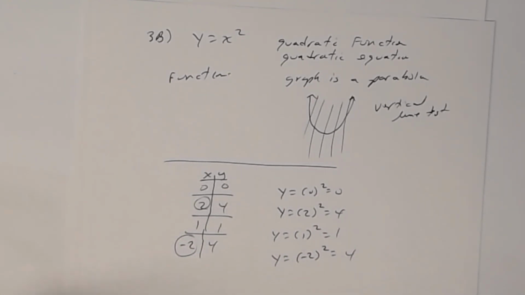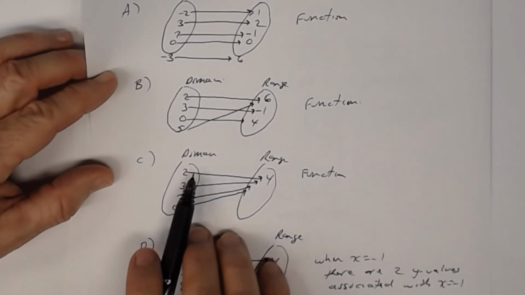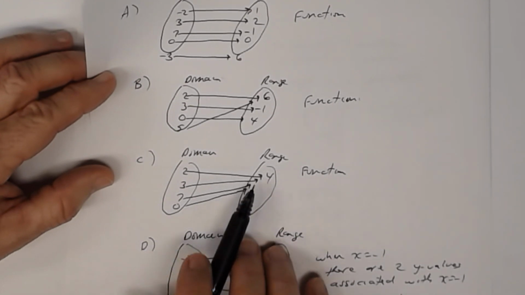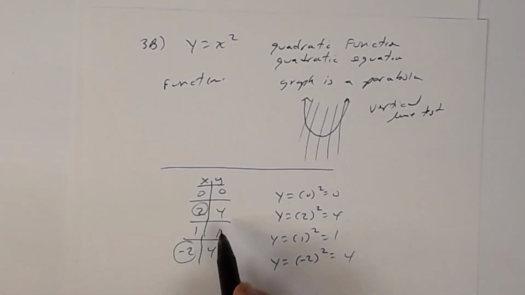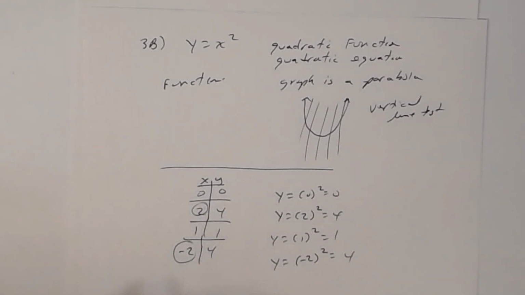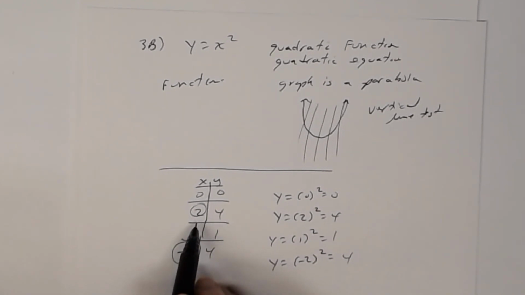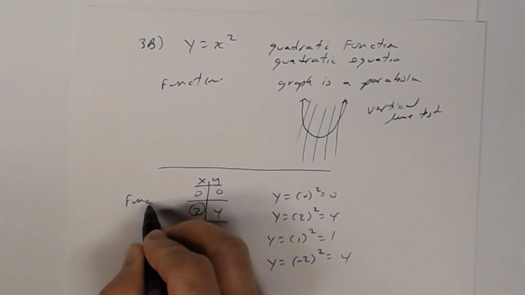All right, it goes back to this idea right here. It doesn't matter that all these x values have the same y coordinate. It's still considered a function. So if you continue your process, you're going to notice that for each x coordinate, there's only one y coordinate associated with it. When x is 2, the y value is 4. When x is negative 2, the y value is 4. It's nothing else. So this is a function.